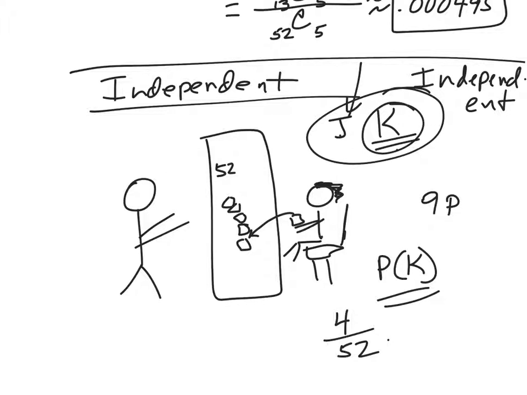Now, I'm going to change this problem a little bit because it'll be easier to illustrate if I change it. So this time, instead of saying she gets a jack and a king, let's say she gets a king and then a king. And this time I want her to replace the card. I'm sorry, I do not want her to replace the card. No replace.